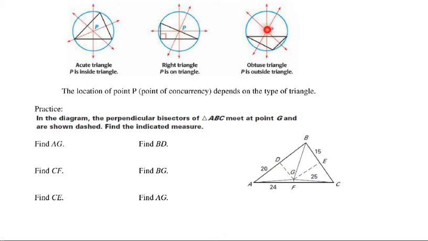So in our picture down here, we're going to work through part of this together and part of it on your own. Think of the previous picture that I showed with the blue and the red of what parts are congruent to each other. If we know it's perpendicular bisectors, if they meet at point G, and those are the dashed lines, this is what we will know.